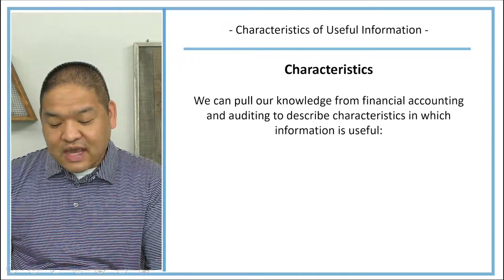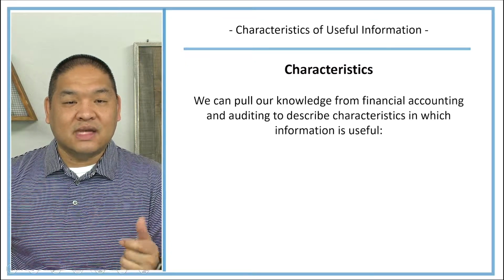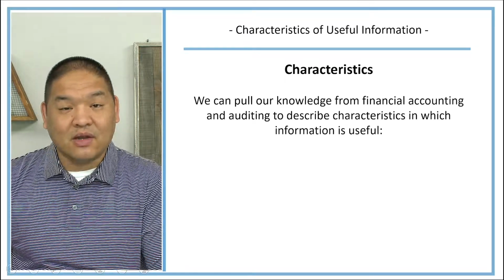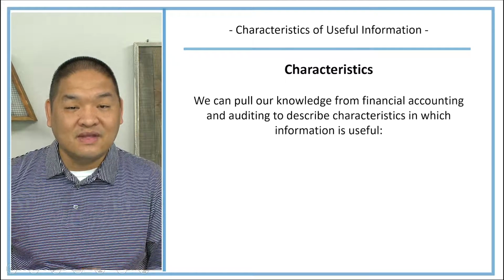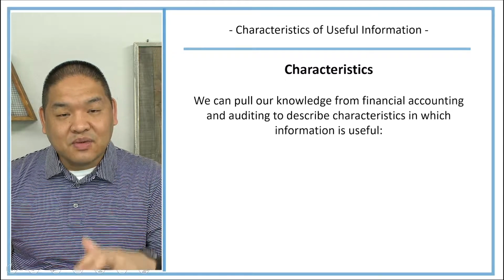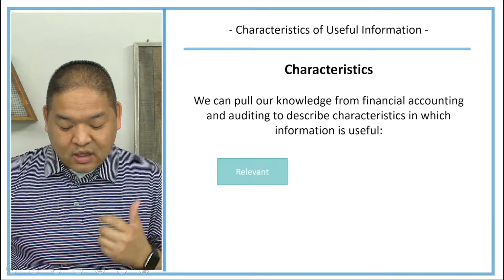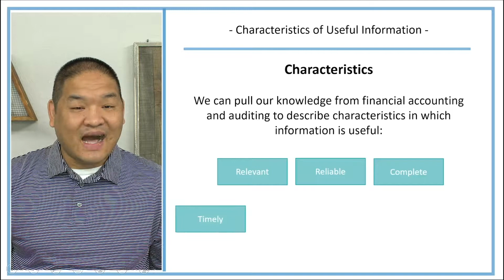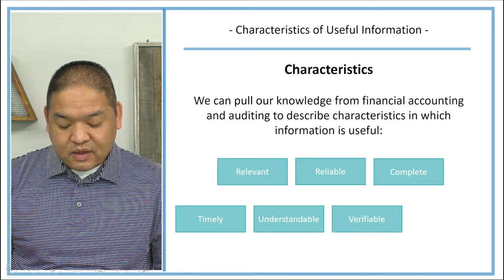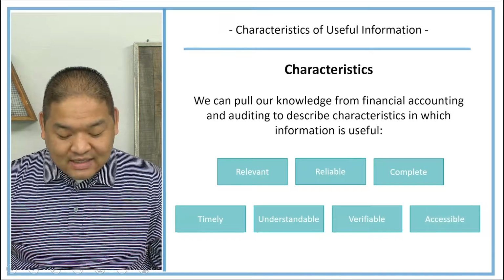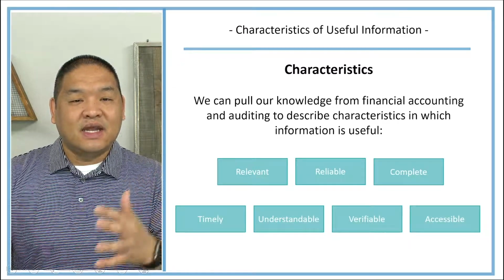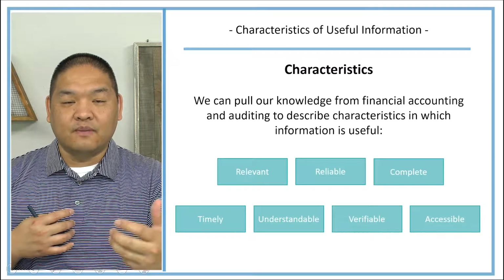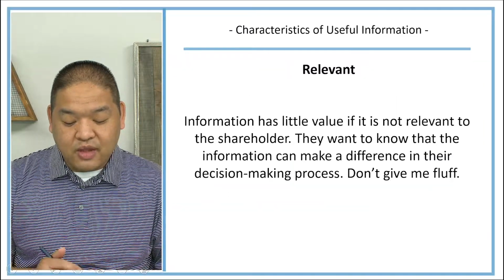These are 7 characteristics that I would say make information useful at the end of the day. I'm going to list them here, and we're going to go through each one of them individually to help you understand a deeper level of these characteristics. We've got relevant, reliable, complete, timely, understandable, verifiable, as well as accessible. So let's take a look at each one of these characteristics that we would say make information more useful to the decision maker. We're going to start with relevant.